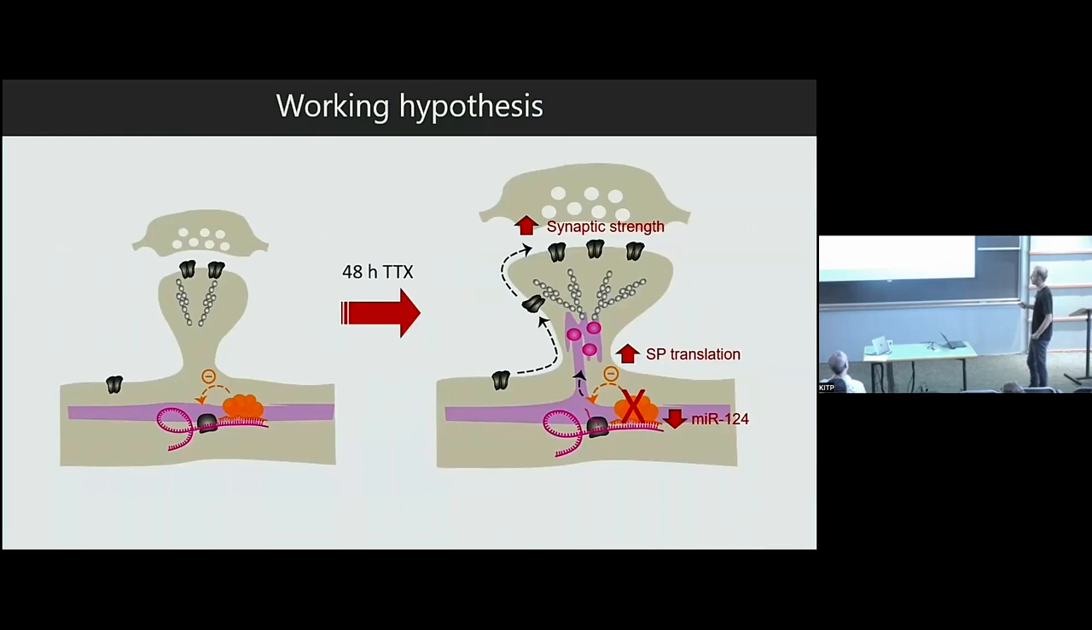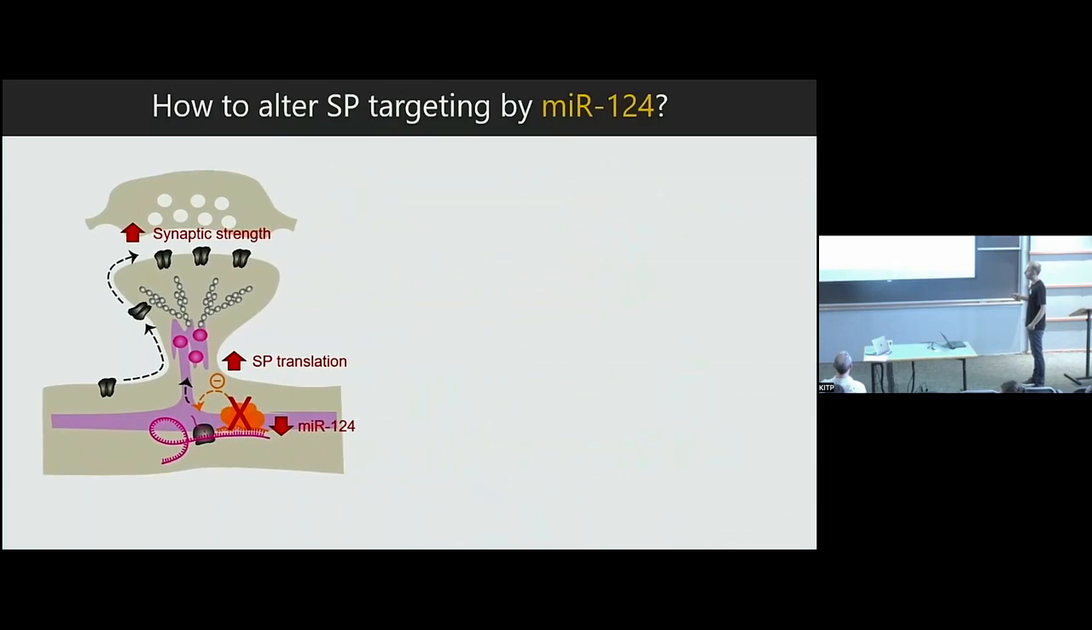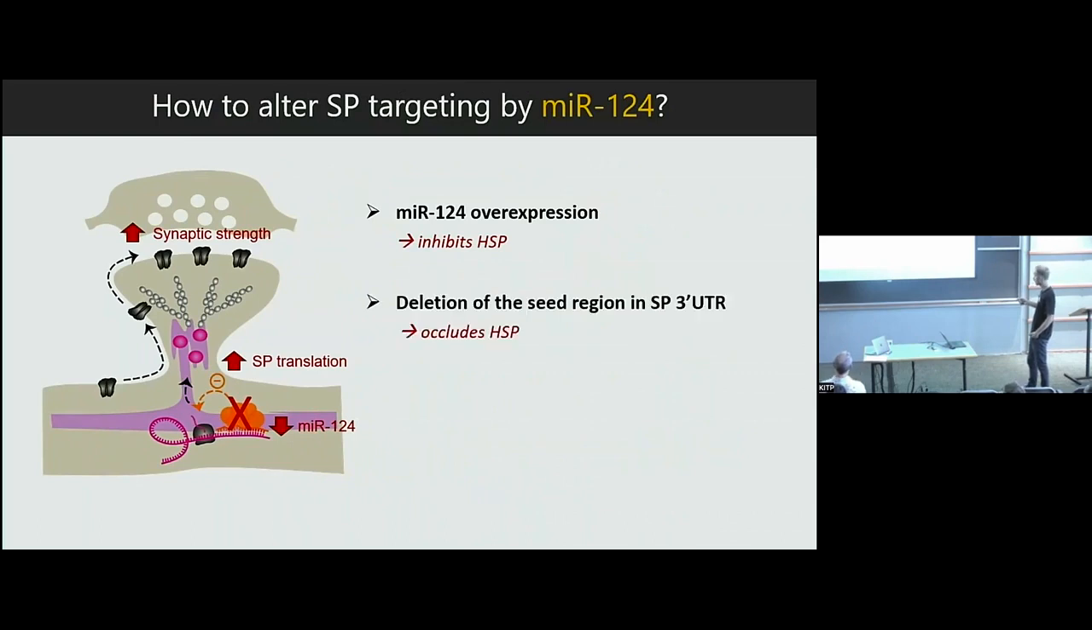The hypothesis was that following 48-hour TTX treatment, the downregulation of miR-124 would allow the de-repression of synaptopodin translation and the plasticity to occur. We verified that miR-124 was downregulated by doing qRT-PCR experiments that I'm not showing here. Then we tested this hypothesis using three different approaches. One was to overexpress miR-124 to compensate for this downregulation, and we found that this inhibited the homeostatic plasticity.